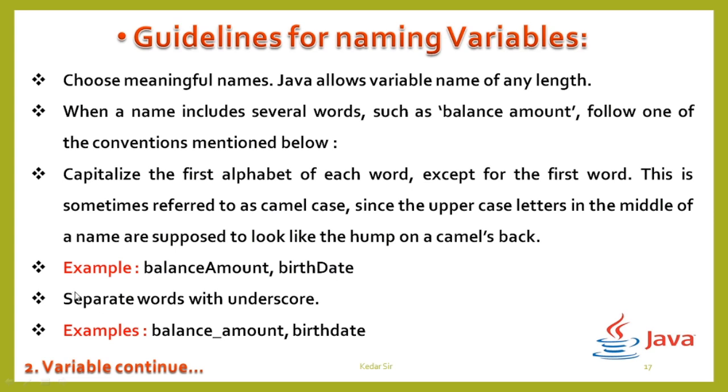And if you want to separate the words, use an underscore. This is the second option. So you have two options. If your word is big, and if your variable length is big, then at that time you use the camel case option or the underscore option.